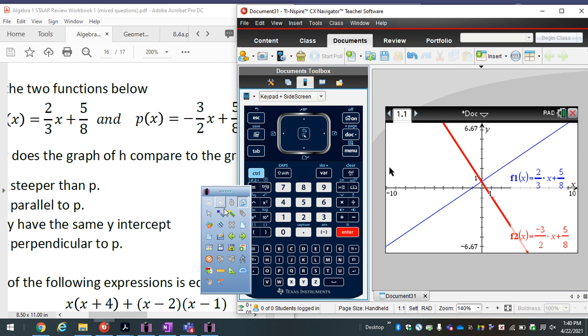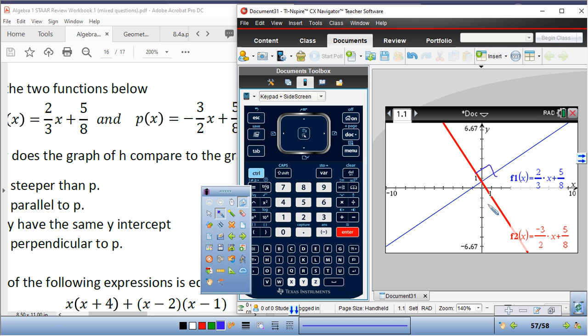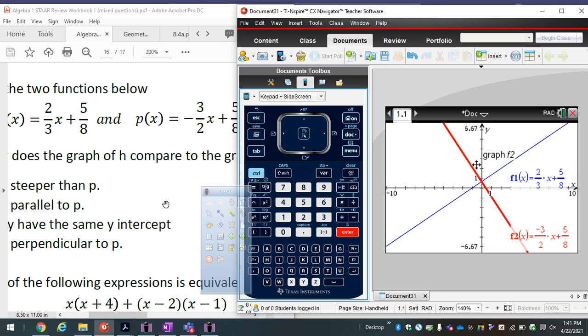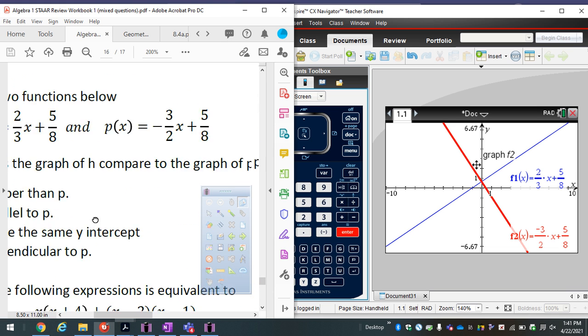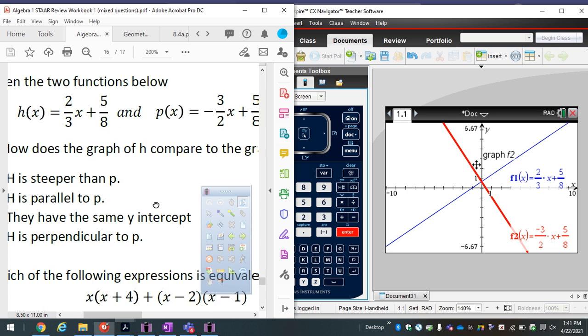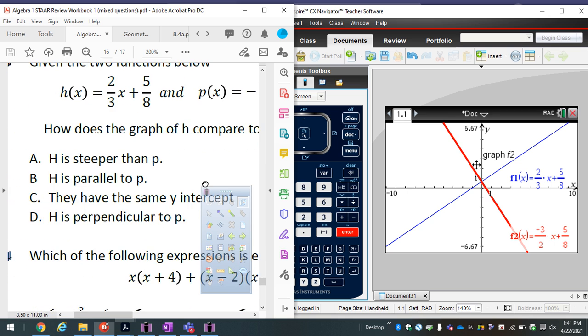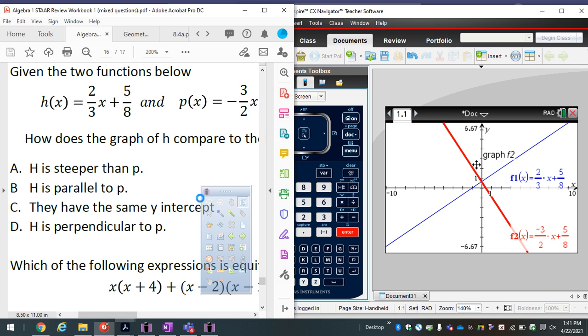Okay, so perpendicular means they meet at 90 degrees. Is that not 90 degrees? Wow, they're not parallel. Same y-intercept. What? Let me see. How does the graph? Wow.